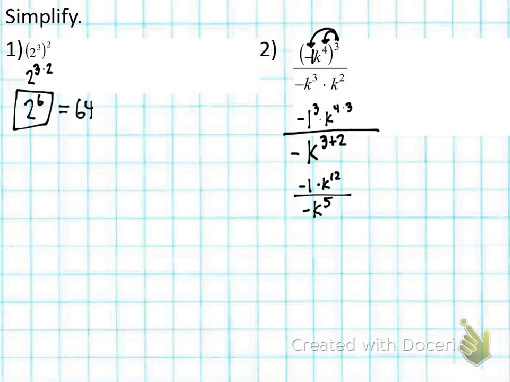Okay, still not done here. This negative k is like saying negative 1k in my denominator, so negative 1 divided by negative 1 is going to be positive. These two cancel out. Then we have k to the 12th divided by k to the 5th, so 12 minus 5 is 7, so it's going to be k to the 7th power, or positive k to the 7th. But we could just leave it like this. We could assume it's positive. And that's it. Okay? That's number 2.